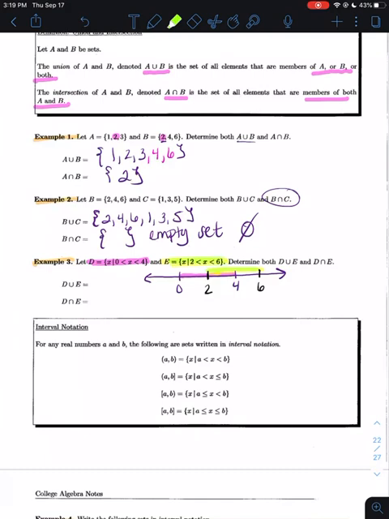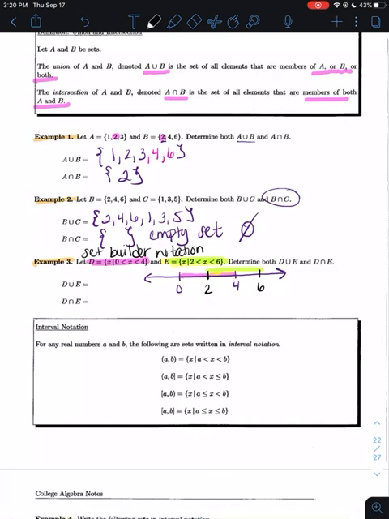So when they ask you, where's D union E? D union E would be anywhere you see shading. Well, I see shading between 0 and 6, all the way from 0 to 6. So in this case, this is called set builder notation. So what they have listed here is set builder notation.